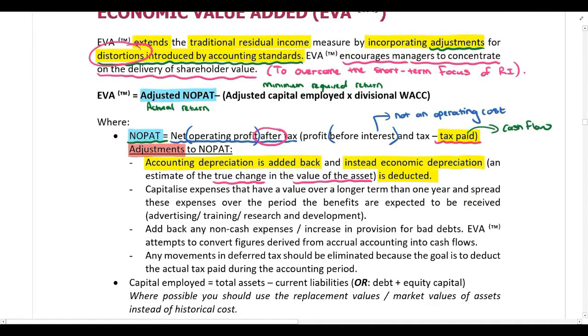Then with EVA, please remember we are trying to overcome the short-term focus of residual income. So if the company incurs any costs that will benefit them in the long term, so over a period of longer than 1 year, so any advertising, training, or research and development costs, then these costs should be capitalized. So we don't want to penalize managers for incurring these costs because these costs are beneficial to the company in the long term. So instead of expensing these costs, we allow them to capitalize these costs, and instead we expense them over the period that the benefits are expected to be received.